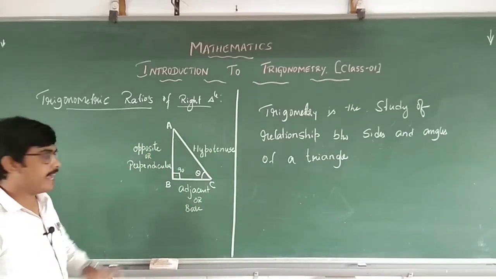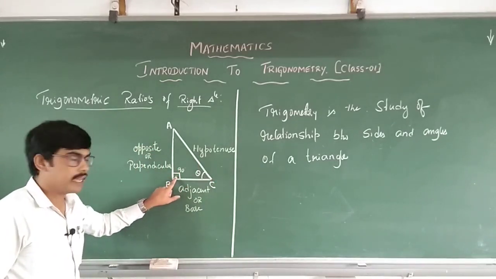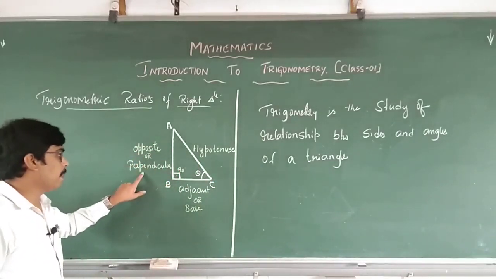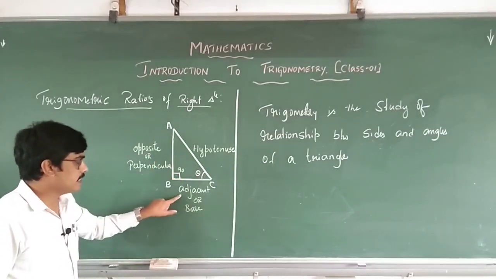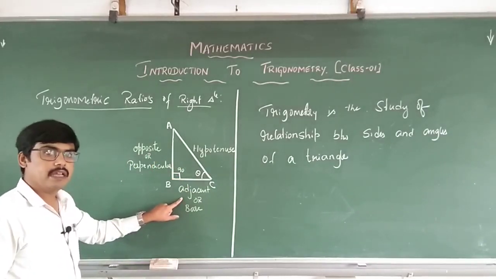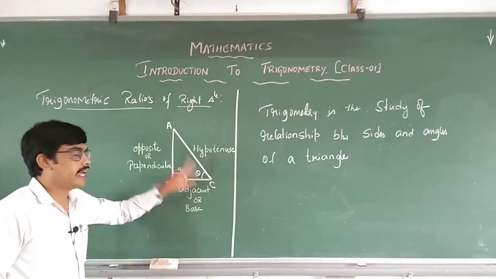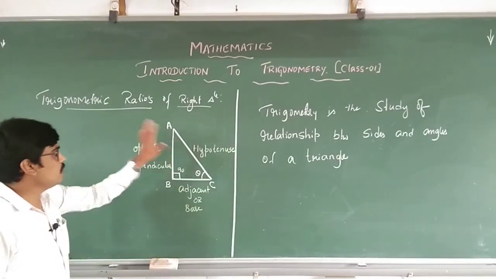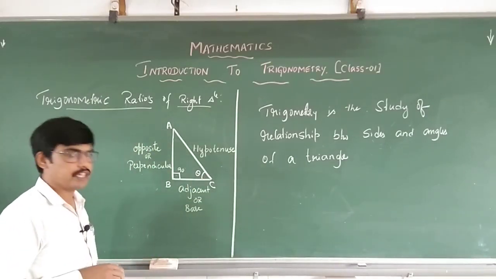So in a right angle triangle we have three sides. One is called the hypotenuse, which is opposite to the right angle. The opposite side, or perpendicular side, is opposite to the acute angle theta. The adjacent side or base is always the line segment adjacent to the right angle and the acute angle. Now by using these three sides, let me define six trigonometric ratios.